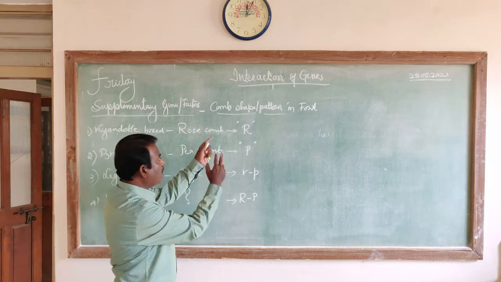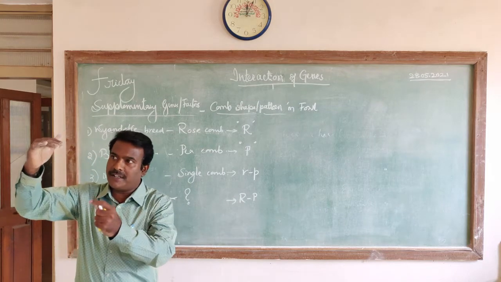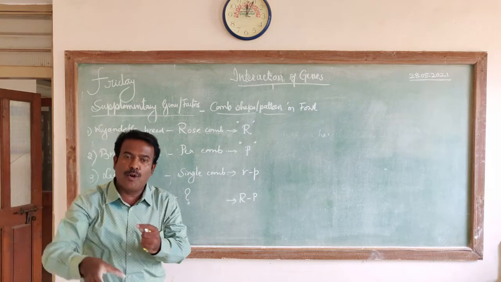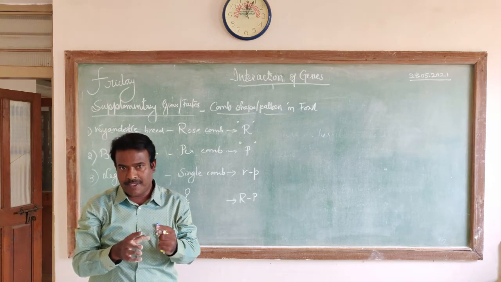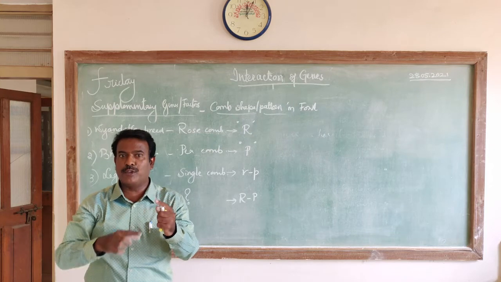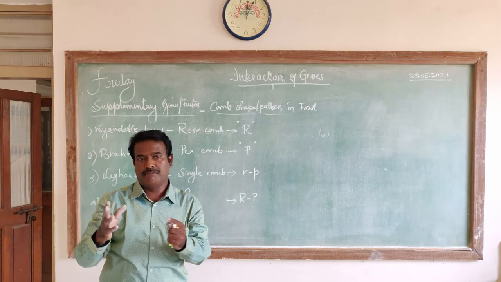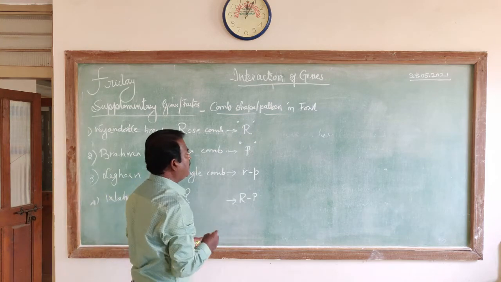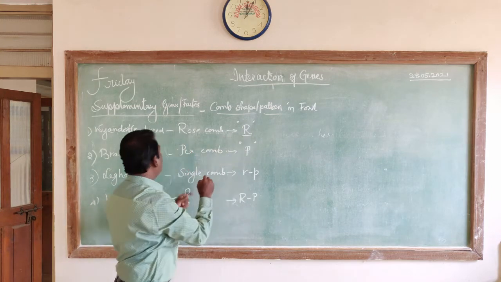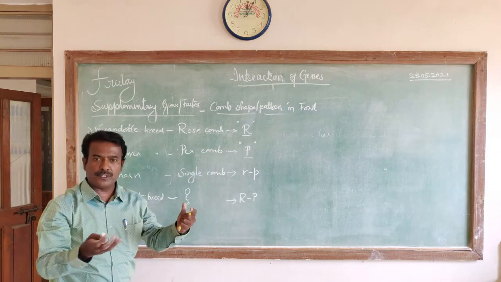Here, capital R and capital P, these two are the two dominant genes present at different positions in the homologous paired chromosomes, but they tend to interact with each other. That is intergenic interaction. Position is different. Okay, so I said capital R for rose comb is dominant, capital P for pea comb is dominant.